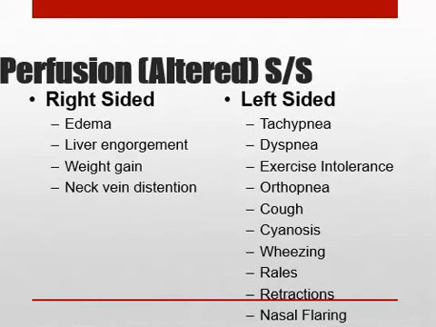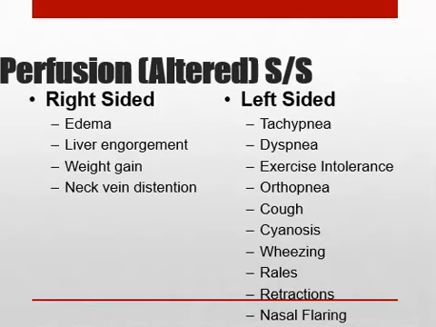So I will tell you that in an adult, you can palpate certain margins of the liver. You should never be able to palpate a child's liver, all right? If you can, that's abnormal. You'll see weight gain, neck vein distension. On the left side, if you are having alterations with the left side perfusion, you're going to see fluid that's getting backed up into the lungs. So you're going to see all these signs and symptoms, all right?